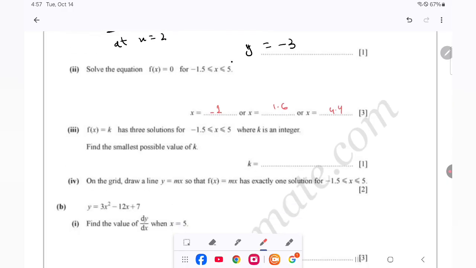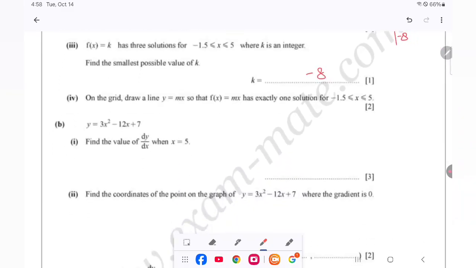Now, f(x) equals k has three solutions, where x is greater than or equal to -1.5 and less than or equal to 5, and k is an integer. Find the smallest possible value of k. So we look at the graph, which was something like that, and at this point, this is the lowest point of y, which is negative 8, which is the lowest integer value of k.